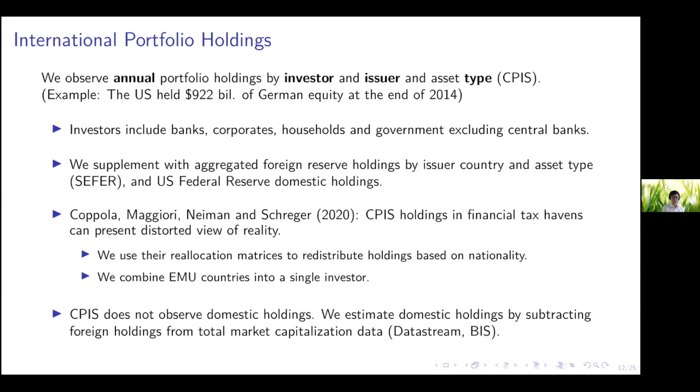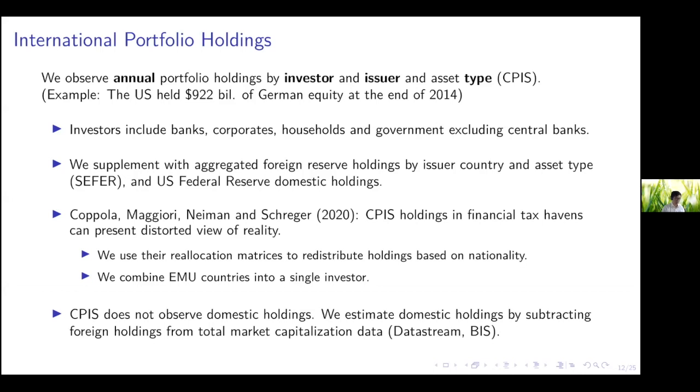That's not observable to us. We're also going to use the US Federal Reserve domestic holdings. We're going to use the Federal Reserve balance sheet. That's going to give us information about domestic holdings, so we can evaluate the effects of, say, quantitative easing.